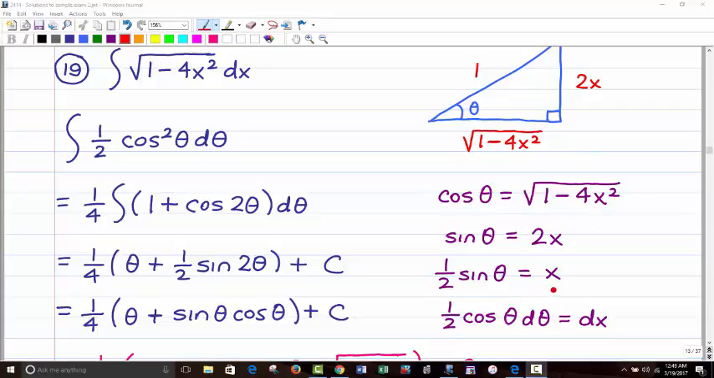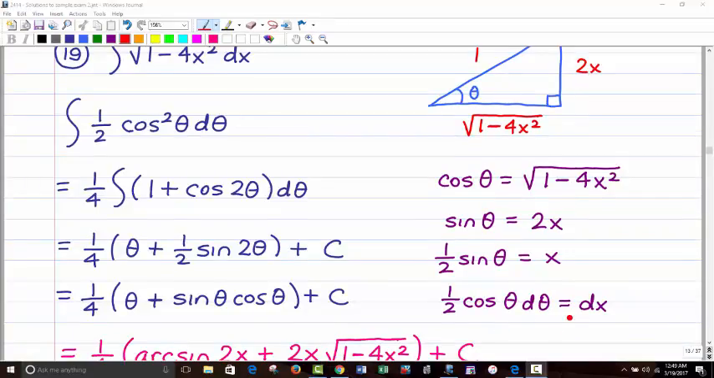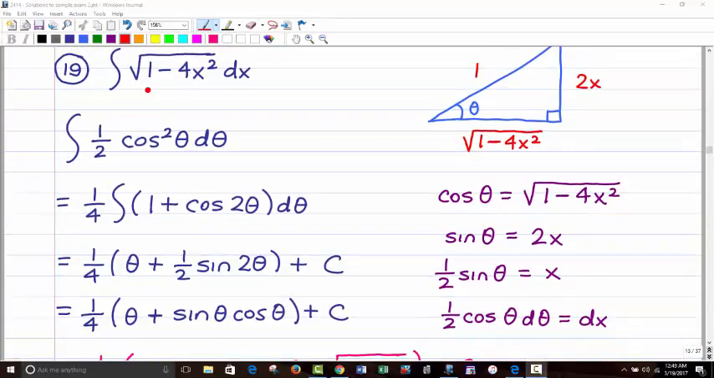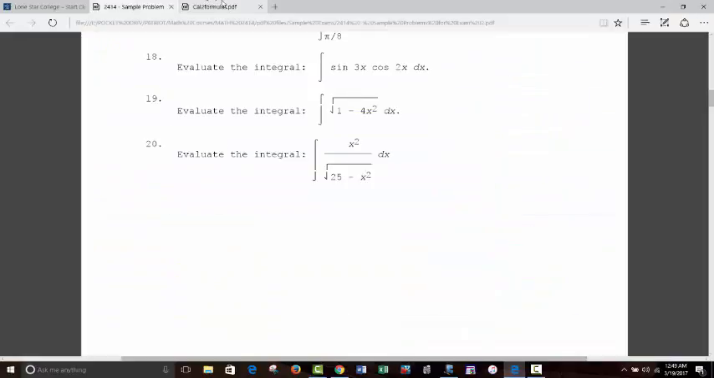Then the derivative of sine theta, of course, is cosine theta. So if the radical is cosine theta, and dx is 1/2 cosine theta d theta, when you multiply those together, you get 1/2 cosine squared theta d theta. Right here. And we saw in the section on trig integration, we have an identity for the cosine squared. Let's see if we still have that up here.